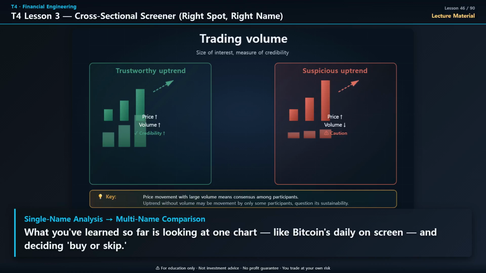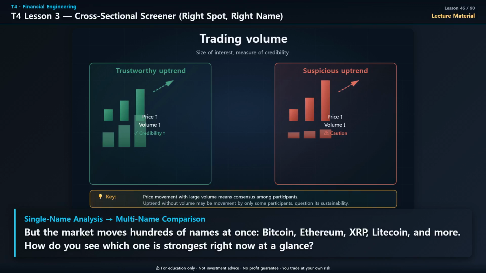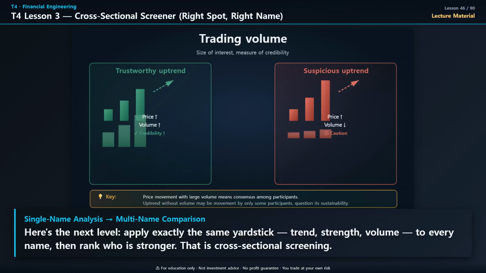What you've learned so far is looking at one chart, like Bitcoin's daily on screen, and deciding buy or skip. But the market moves hundreds of names at once: Bitcoin, Ethereum, XRP, Litecoin, and more. How do you see which one is strongest right now at a glance? Here's the next level. Apply exactly the same yardstick, trend, strength, volume, to every name, then rank who is stronger. That is cross-sectional screening.